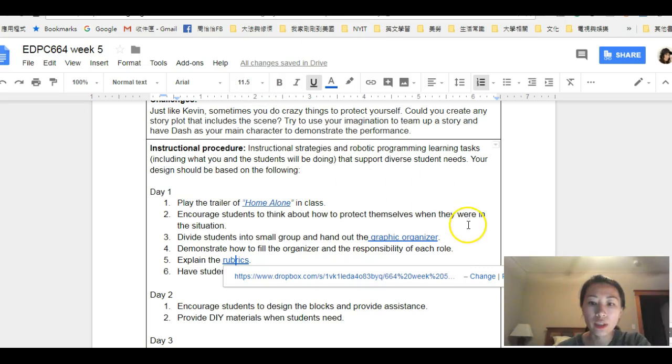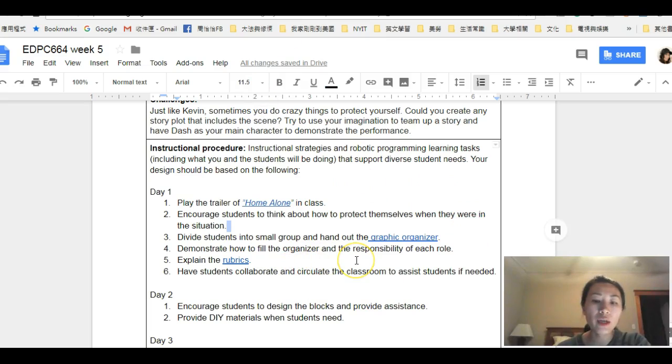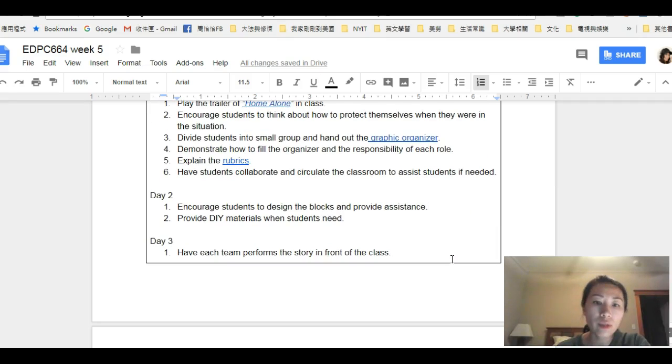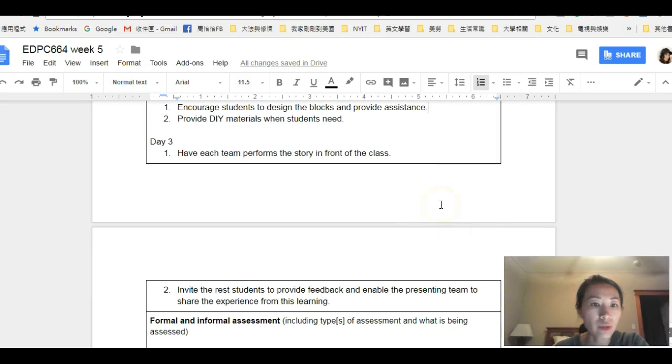Back to here. In the beginning, when I hand out the graphic organizer, I will demonstrate how to fill in the paper. It's a gradual release of responsibility to the students, and it's also a very useful teaching theory. And on day 2, students have to design, and I will of course provide some assistance. If they need some DIY materials to decorate Dash, of course they are available. There's lots of material there.